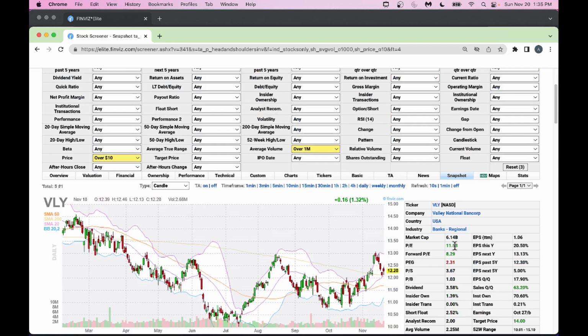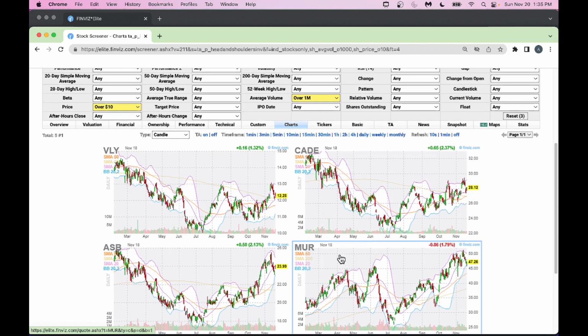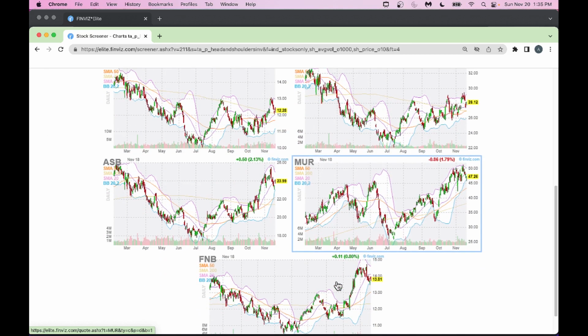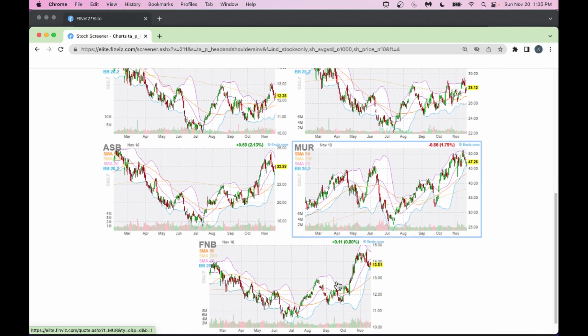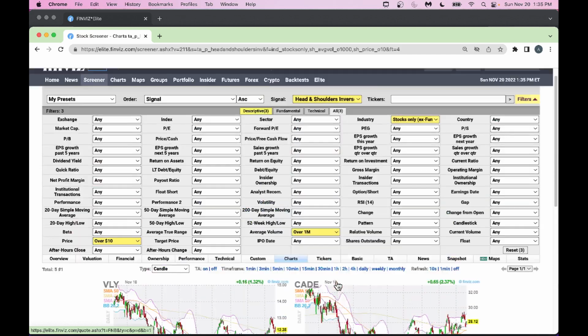But if you want to get a bird's eye view before snapshot, you can click on charts here. You got a nice bird's eye view. We got VLY, CADE, and so on and so forth here. Inverse head and shoulder pattern here. And at this point, you could try to get into them and buy them.